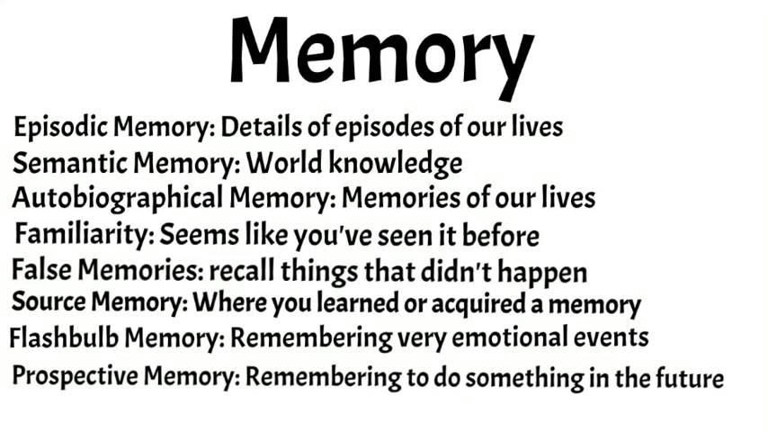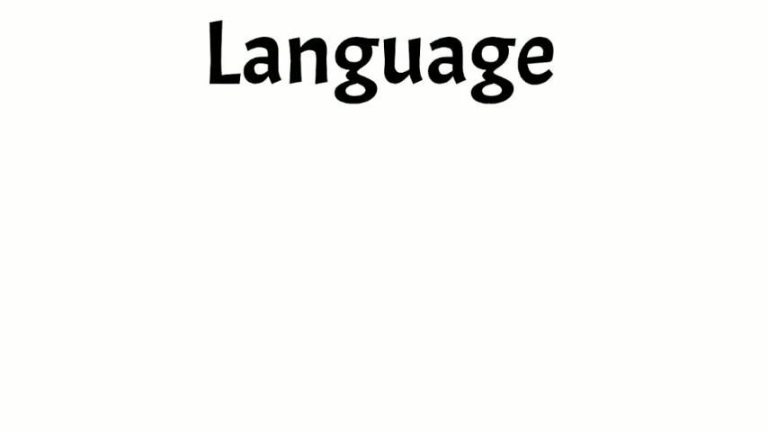Older adults also show some changes in prospective memory, which is basically remembering to do things in the future. An example of prospective memory would be remembering to take your medication.